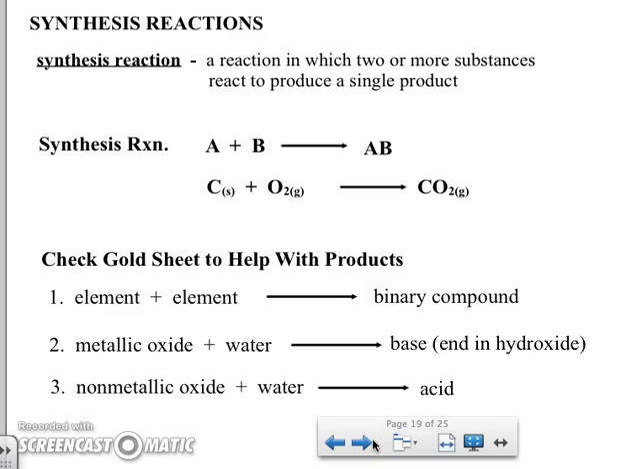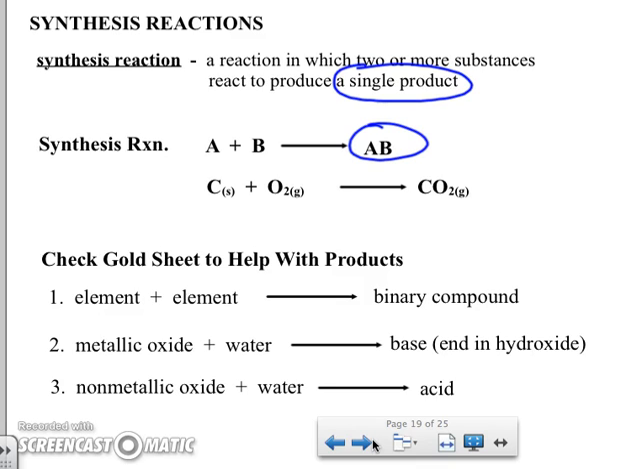By definition, a synthesis reaction is a reaction in which 2 or more substances react to produce a single product. Again, a reaction in which 2 or more substances react to form a single product is a synthesis reaction. Let's take a look at the first example synthesis reaction on the board. Reactant A plus reactant B yields product AB. Again, a single product, a single compound on the right side of the yield sign.